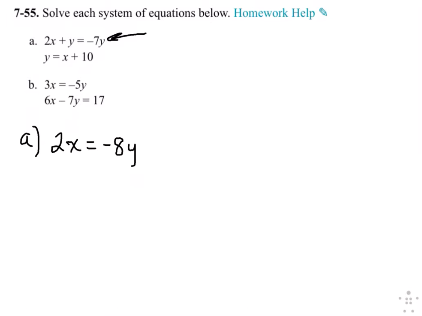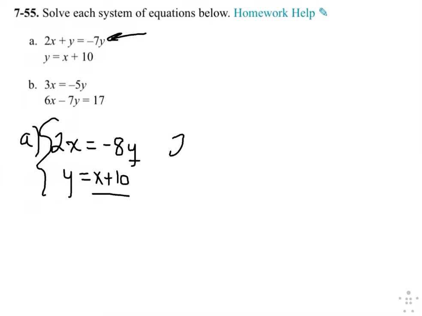And then the bottom equation is y equals x plus 10. The top equation wasn't even simplified, right? So now I'm going to use substitution, just because it's already solved for me like this. I could even simplify the top equation more by dividing by 2, but it's quite simplified now.